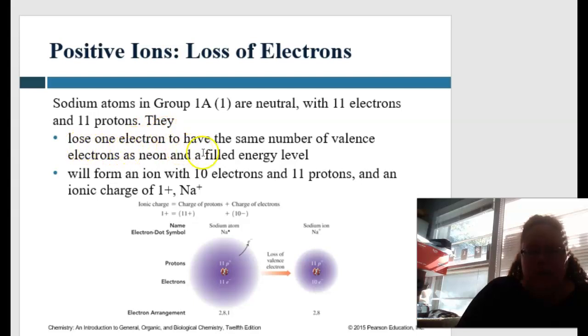So they're going to lose 1 electron to have the same number of valence electrons as neon and a filled energy level. And so they're going to form an ion with 10 electrons and 11 protons. And therefore, since they lost one, they're going to have an ionic charge of +1. And so this is why, for instance, sodium is always labeled or written as Na+, okay? Because they're going to donate that one. You can see that down here.